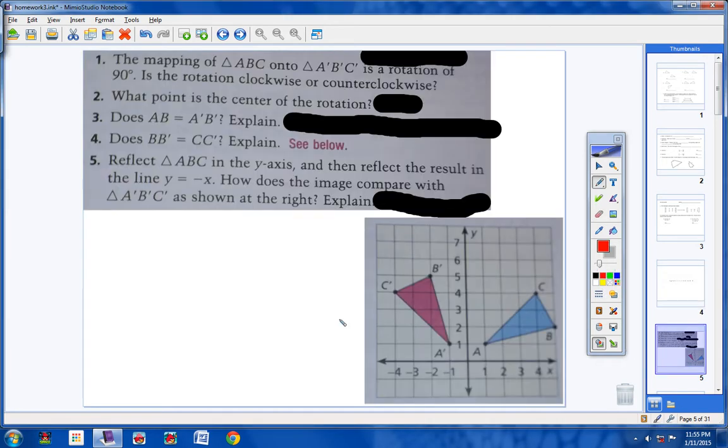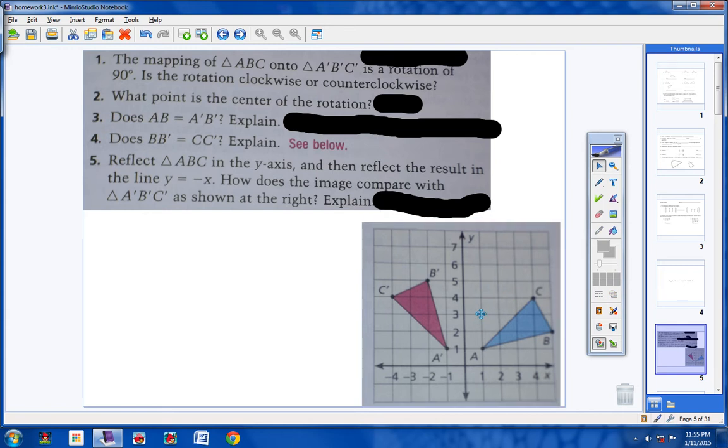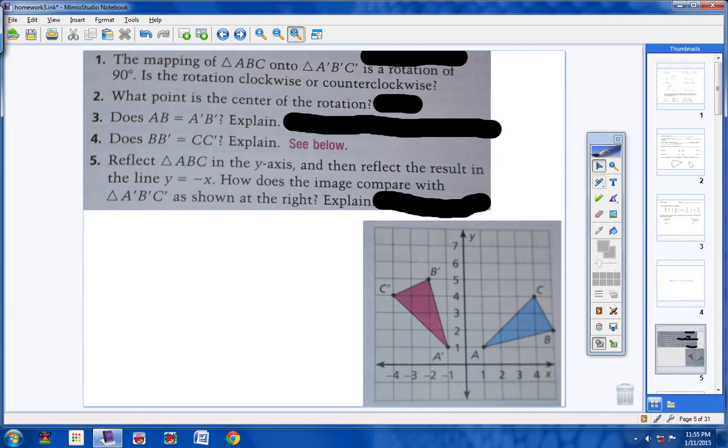Let's start off with numbers 1 through 5. The directions say, use this figure right here, the one that I'm moving around, to answer numbers 1 through 5.